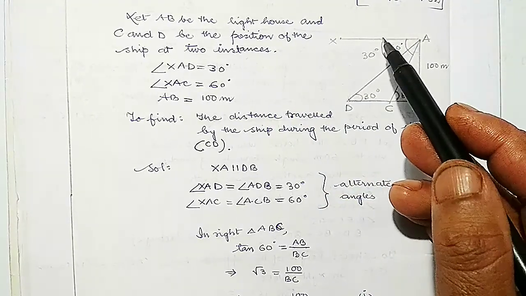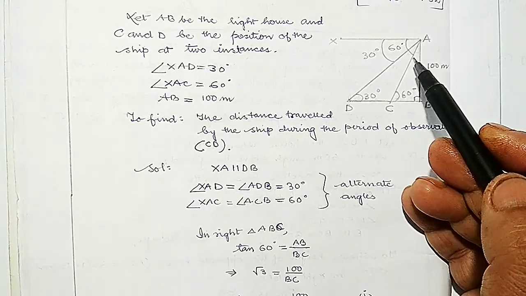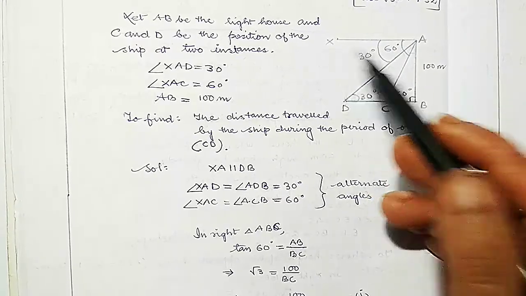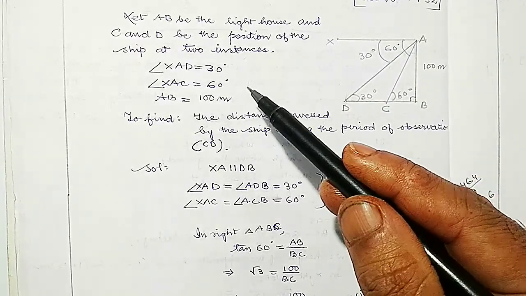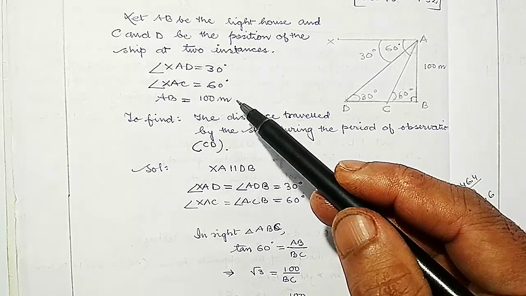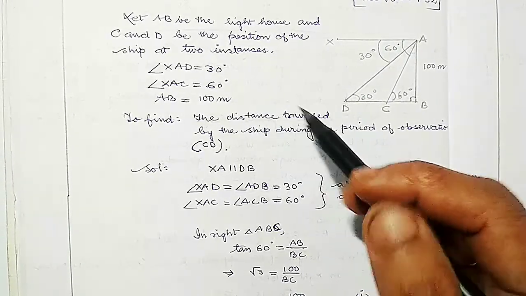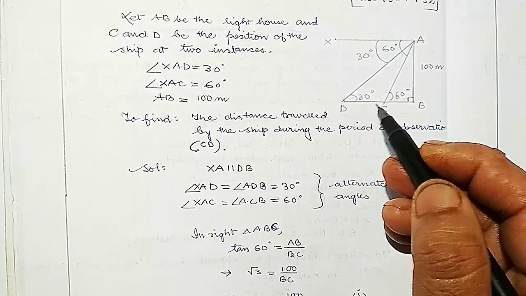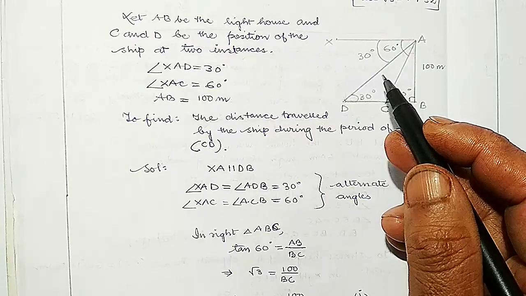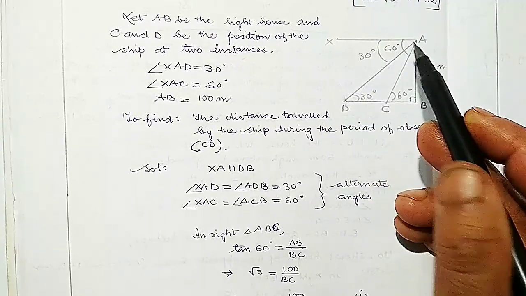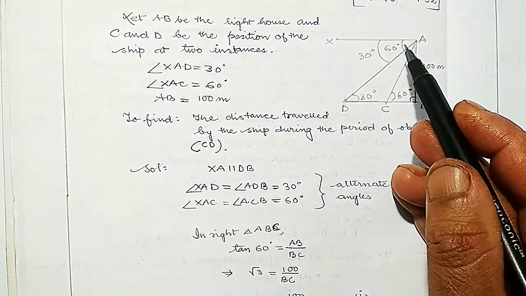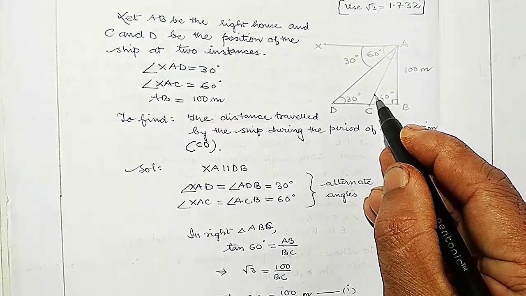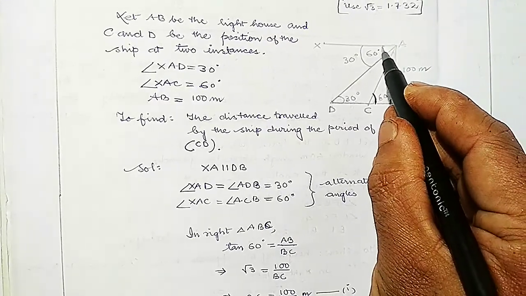Here it is given this angle is 30 degree and this angle is 60 degree. So angle XAD equals 30 and angle XAC equals 60 degree. AB equals 100, I already mentioned. What we have to find? We have to find the distance traveled by the ship during this period. That means DC. This distance we have to calculate. I hope this question is clear. Now here, since XA is parallel to DB, if this angle is 60, this angle also will be 60. These are called alternate interior angles. This is 60, this also will be 60.